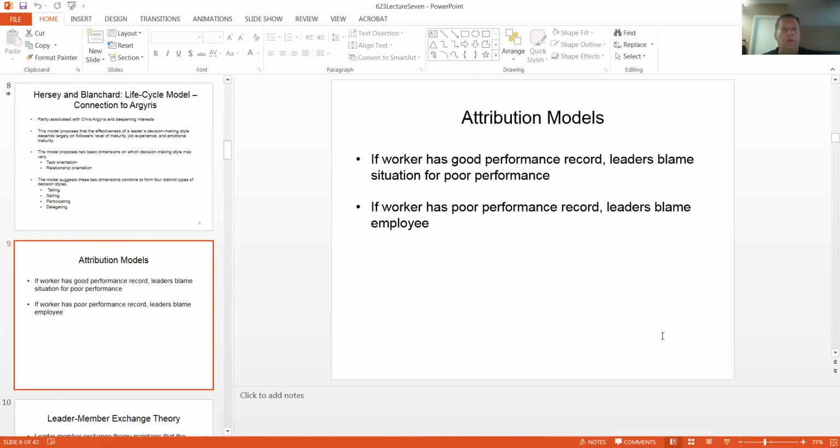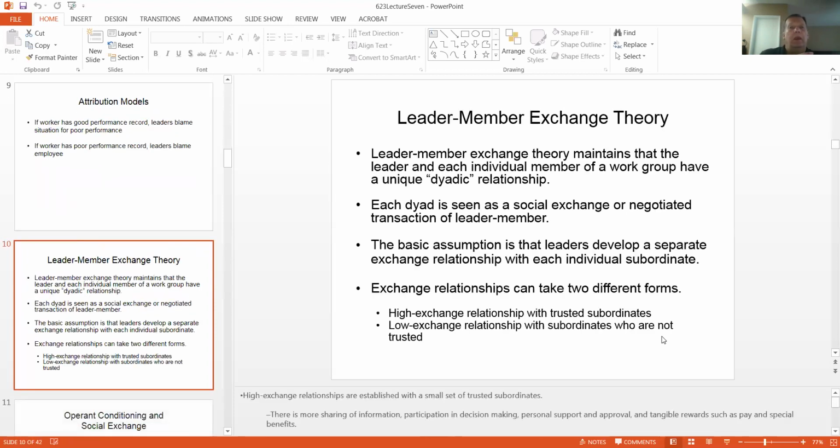If the employee has a poor performance record, it's just the opposite. Leaders are going to be more likely to blame the employee as opposed to the situation. So you attribute blame based upon your experience with the employee and how successful the employee has been in the past. You also build relationships with employees based upon your past track record and your past experience with those employees. And that's what's called leader-member exchange theory.